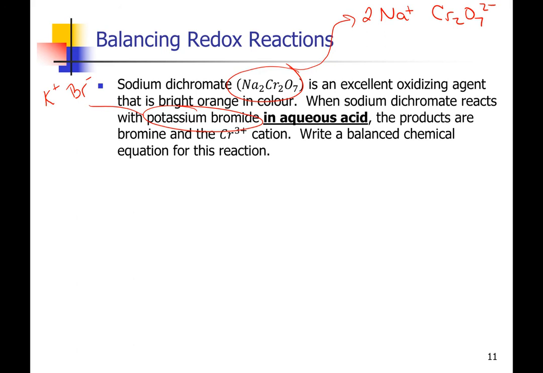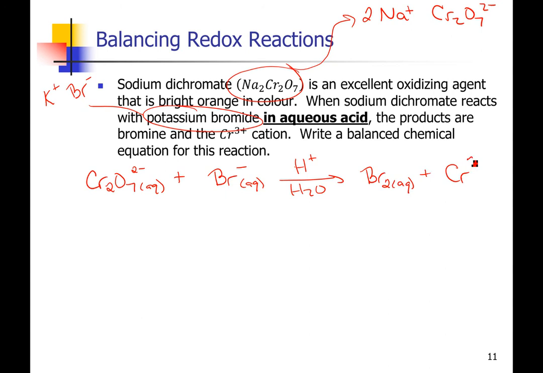So recognizing that the sodium and potassium ions are just going to be spectator ions, if I write out my preliminary reaction, that means that I'm expecting to see dichromate reacting with bromide in the presence of acid, which I'm putting over the arrow just to remind myself that I'm allowed to use acid and water when I'm balancing later, to make bromine, which should be dissolved in water in this case, and the chromium +3 cation.